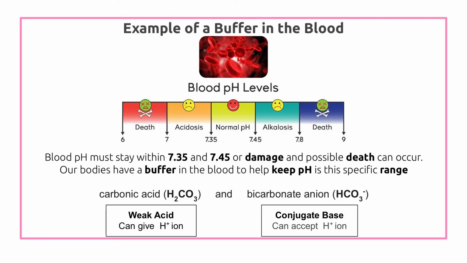So an example of a buffer is in blood. Blood pH must stay between 7.35 and 7.45, or damage and possible death can occur. Our bodies have a buffer in the blood to help keep pH in this specific range. So carbonic acid, H2CO3, can give a hydrogen ion, and bicarbonate anion is the conjugate base, which can accept the hydrogen ion. These buffers are used at different parts in the energy cycle that you learned about in biology in order to maintain homeostasis in your blood.